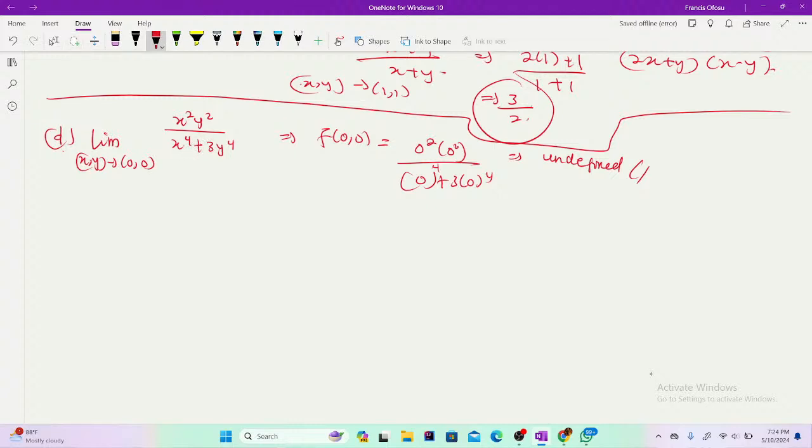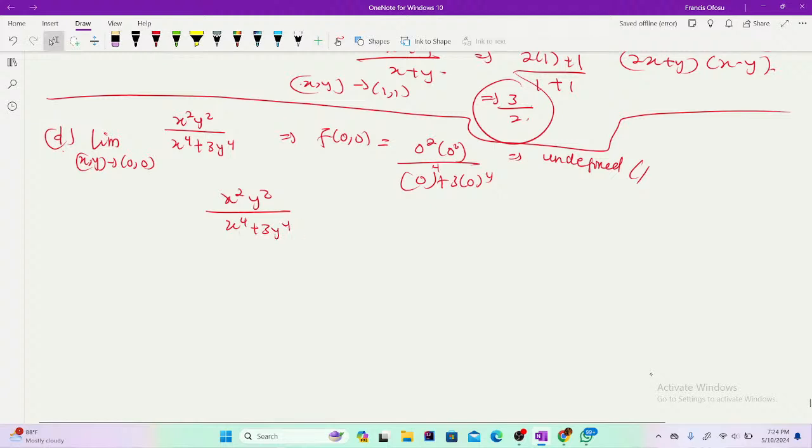So I simply have x squared y squared over x to the power 4 plus 3y to the power 4. Having something like this, can we simplify it to get rid of the discontinuity? No, the functions here are complicated.